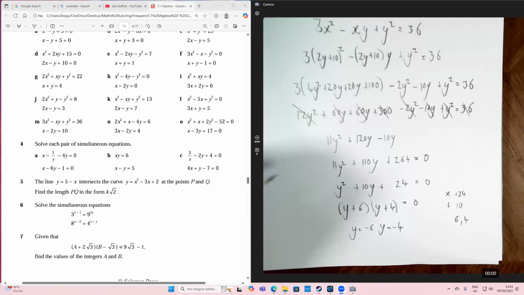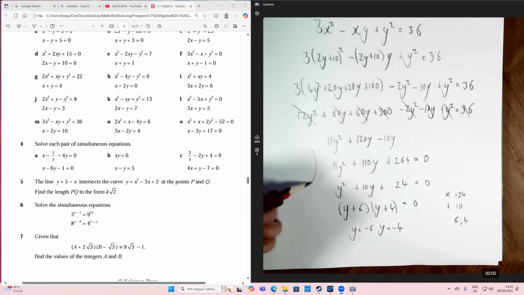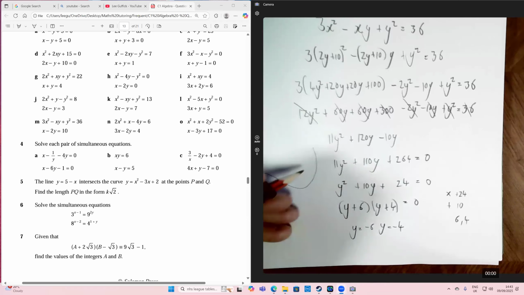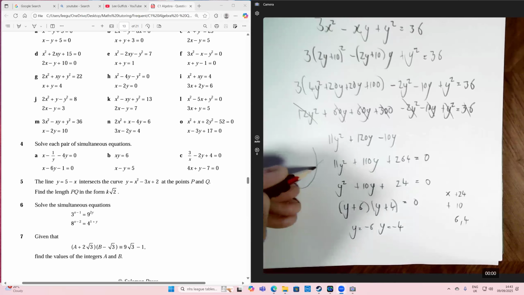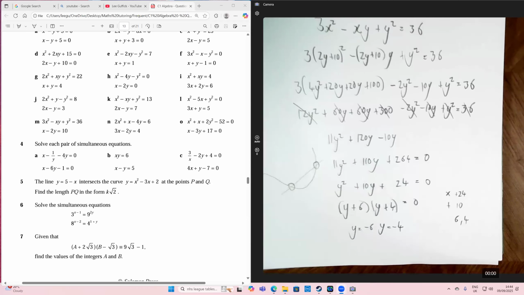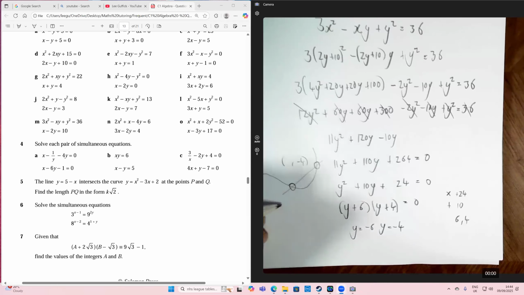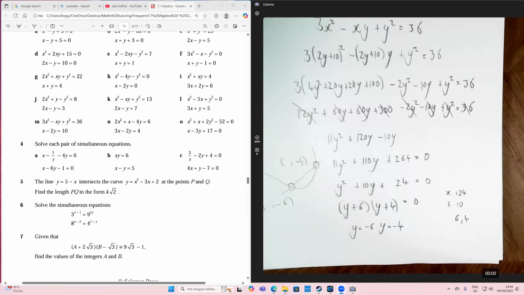Now what we've got here is some kind of quadratic curve and a line, okay? So there are, in this particular case, 2 points of intersection between our quadratic curve and our line. And we've just found the y-coordinate of both of them. So we found that the y-coordinate of one of them is -4 and the y-coordinate of the other point of intersection is -6. So that means that we now need to find the corresponding matching x coordinate.